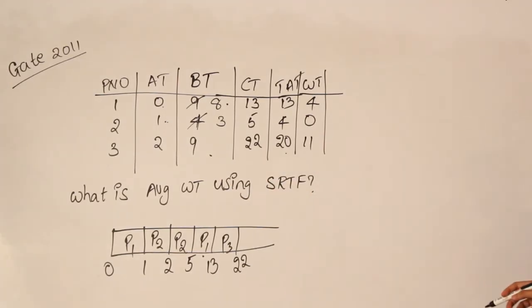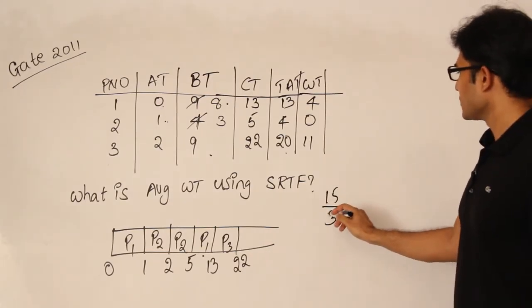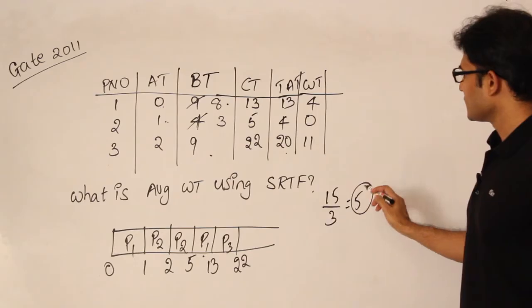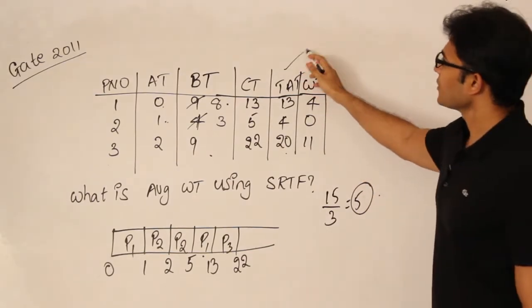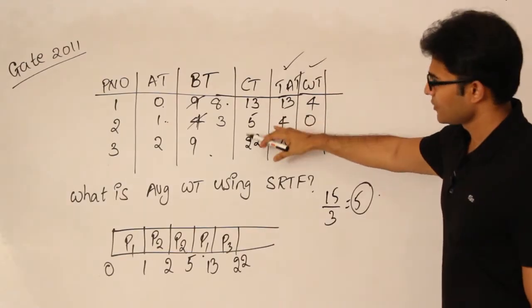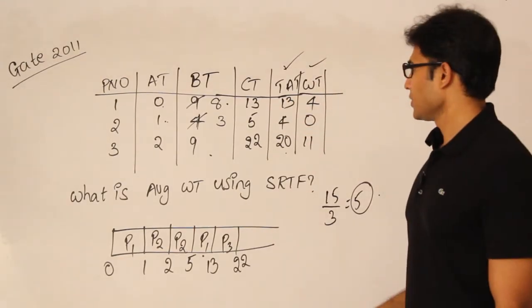Therefore, what is the average waiting time? Average waiting time is 15 by 3, which is 5. This is the answer. Got it? So either they can ask you average waiting time or sometimes average turnaround time, or they'll ask you about completion time or something, right? It will be straightforward. There is nothing much about it. Got it?